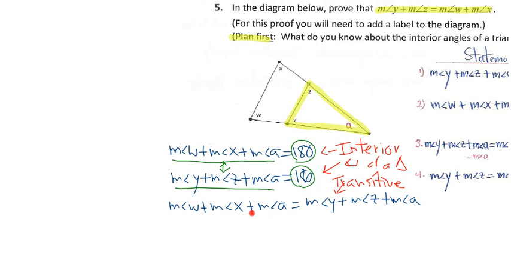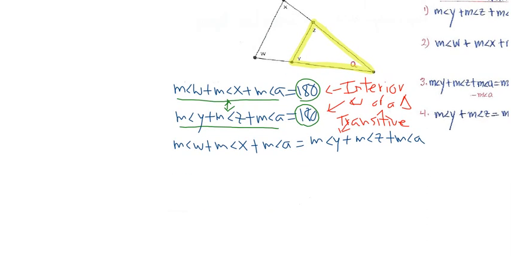and since we have addition, we need to now subtract. So we subtract measure of angle A and measure of angle A on both sides, which cancels those measure of angle A's on both sides, leaving for us measure of angle W plus measure of angle X is equal to the measure of angle Y plus measure of angle Z.